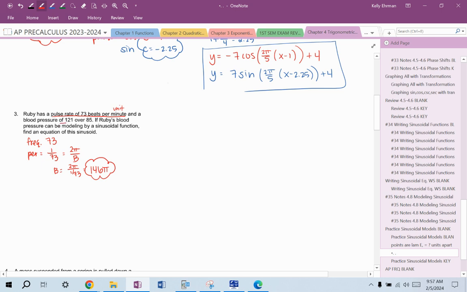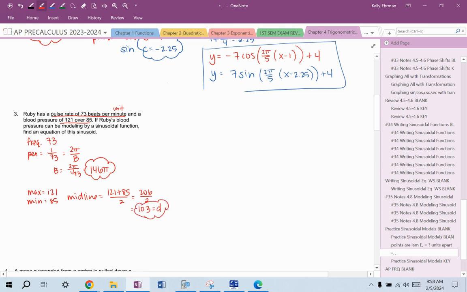Blood pressure is 121 over 85. So again, I had this on the board too. That means that the max is 121 and the min is 85. And so we can find the midline if we add those two together and divide by 2, because the midline is the average of the max and the min. So what is this? 206 over 2. So that would be 103 is our midline.